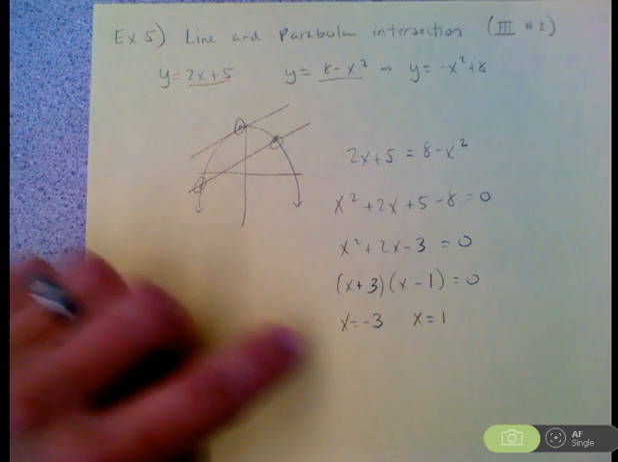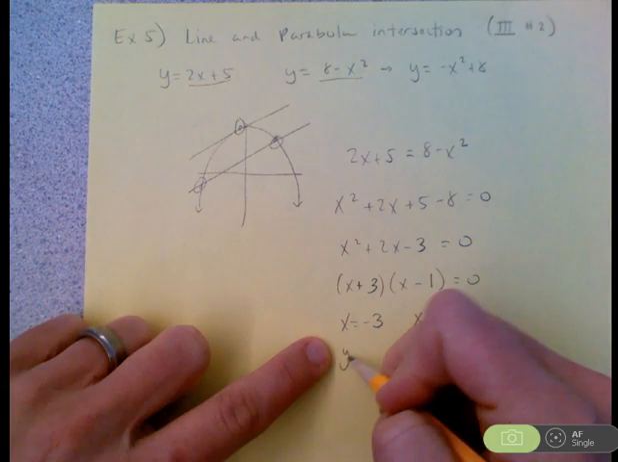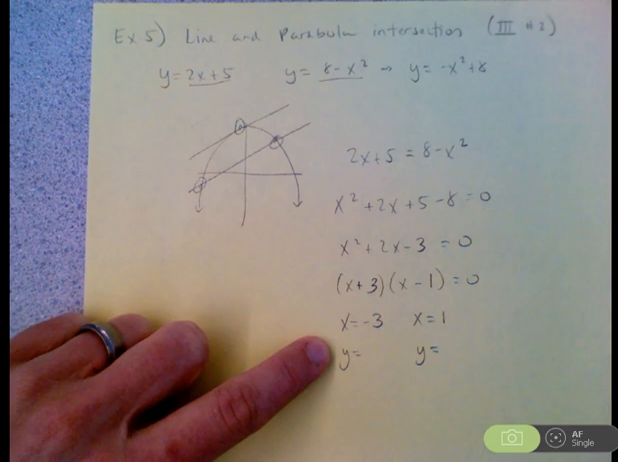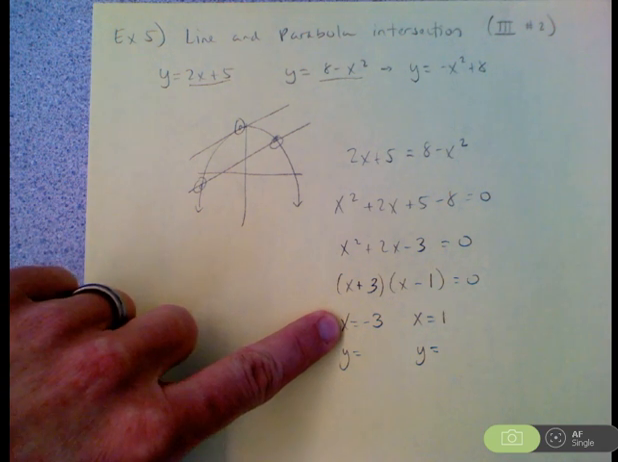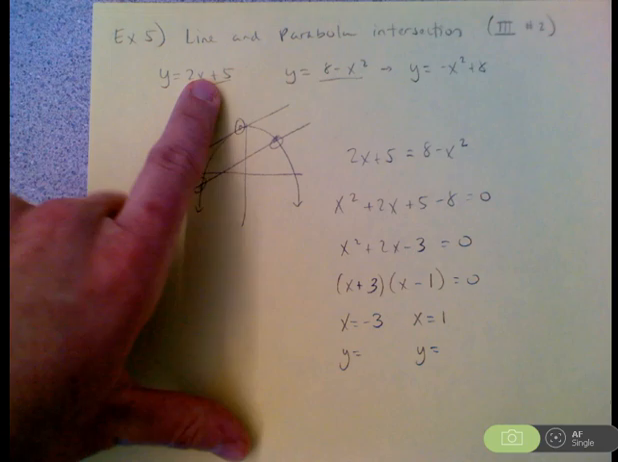So they intersect in 2 places, so it looks like this. They intersect where x equals negative 3 and y needs to equal, we'll figure that out in a minute, and they intersect where x is 1 and y is something else. I'm going to take my negative 3. It doesn't matter whether you plug it in here or you plug it in here. I'm just going to go for the easier one and plug it in here.